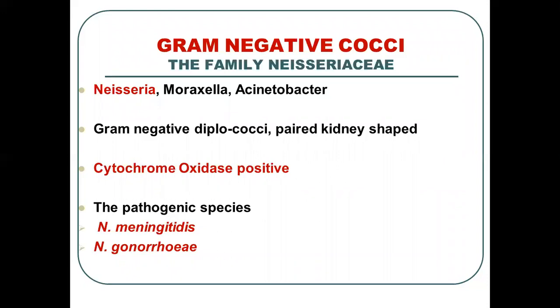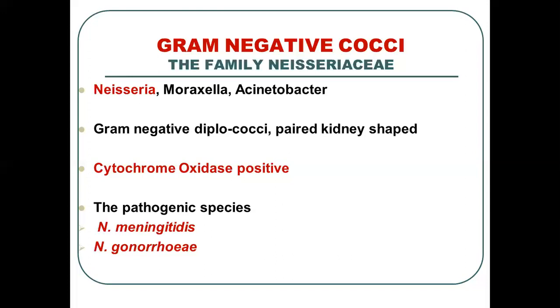As I told you in the very beginning, all cocci are gram-positive, whether they are staphylococci, Staph aureus, Staph epidermidis, Staph saprophyticus, Streptococcus pyogenes, Streptococcus agalactiae, all cocci are gram-positive except Neisseria. Neisseria are gram-negative, along with Moraxella and Acinetobacter also. These are gram-negative diplococci, meaning that the Neisseria occur in pairs, and they have a kidney bean shape.